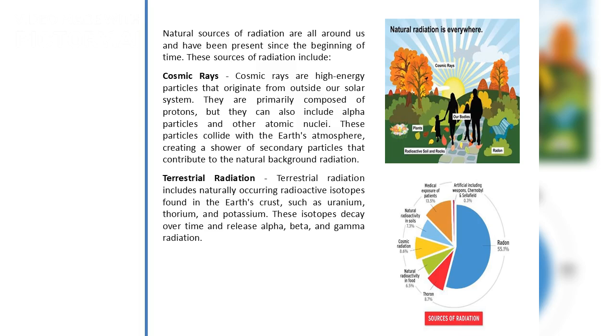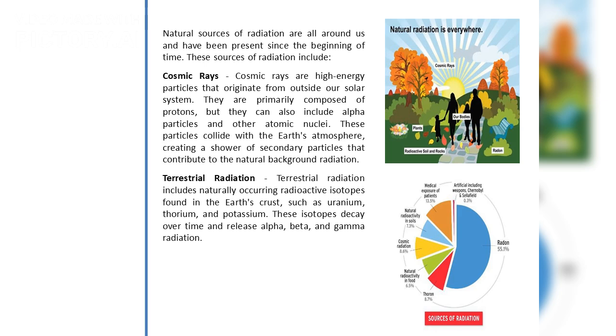Natural sources of radiation are all around us and have been present since the beginning of time. These sources of radiation include cosmic rays, which are high-energy particles that originate from outside our solar system. They are primarily composed of protons and other atomic nuclei. These particles collide with the Earth's atmosphere, creating a shower of secondary particles that contribute to the natural background radiation.